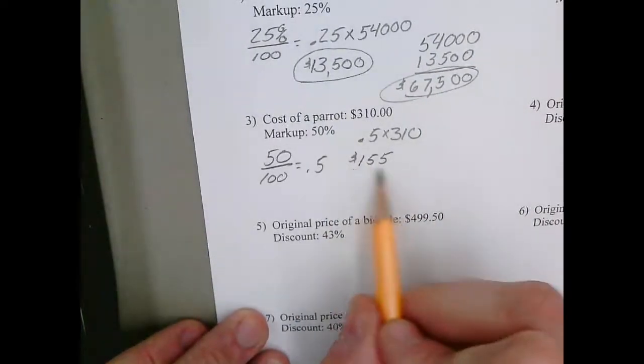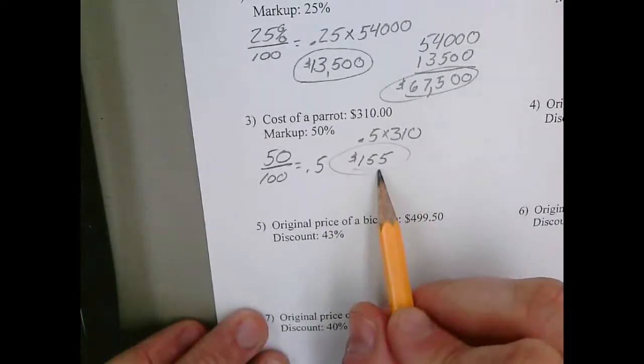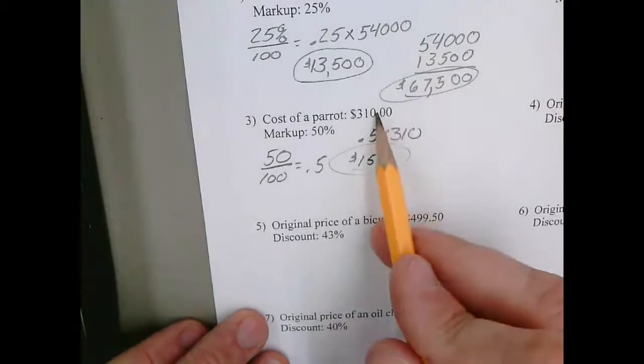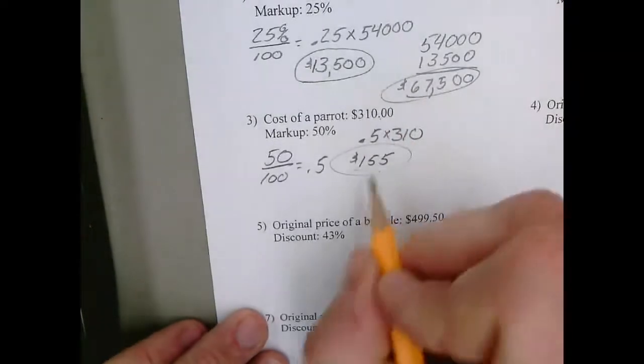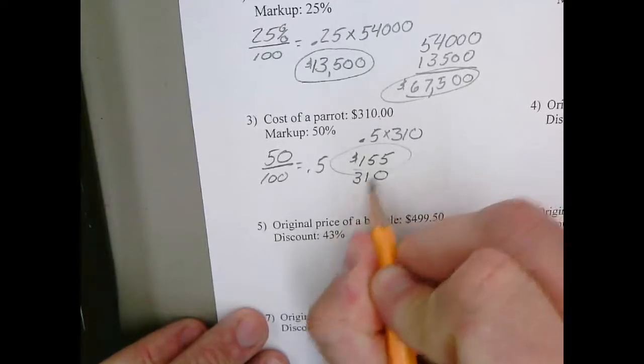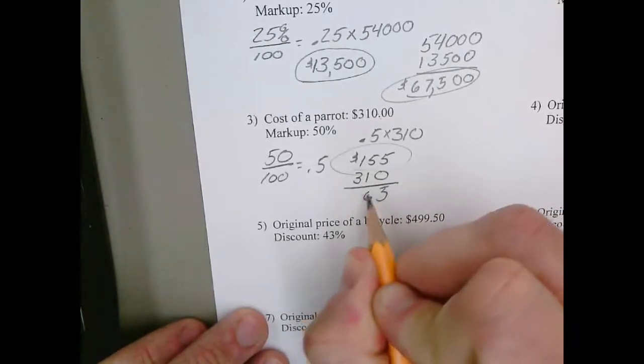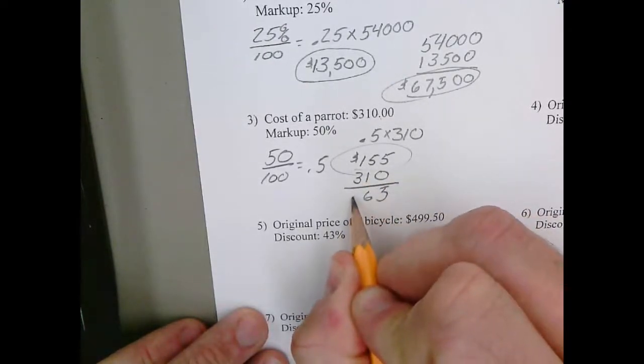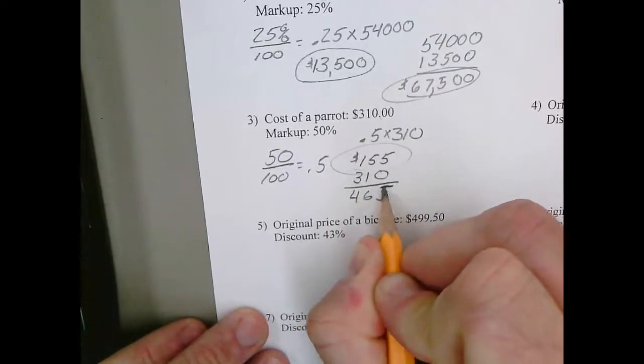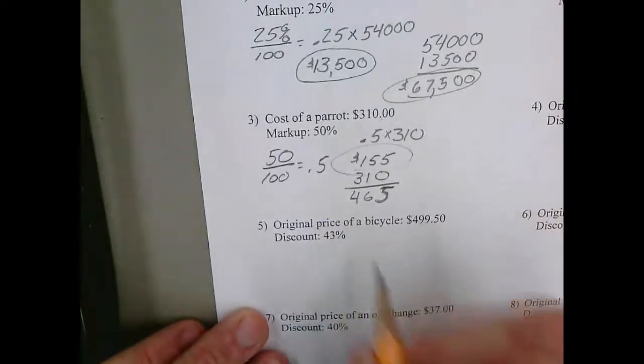So that is just how much we marked it up. We didn't figure out how much it's going to cost. We don't want to sell the Parrot for that much because we're going to lose money on it. So we have to add it to how much we paid for it. So we're going to add 310 to the 155 that we just calculated, and we should be selling this Parrot for $465.